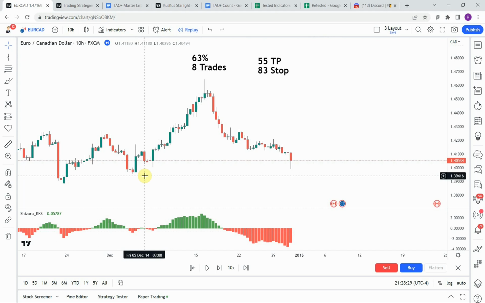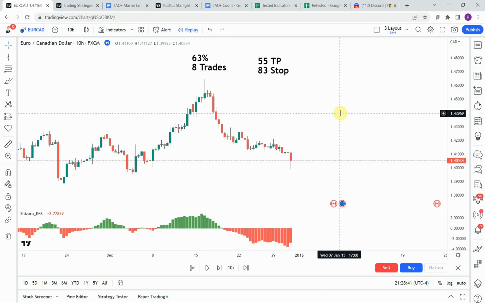Now in the original testing, it did a 63% with 8 trades in the 1 year's time. So we did modify the time frame to a 10-hour time frame, and we modified the stop and take profit to this take profit and stop right here. Now the setup on this is we basically have a zero line cross indicator, a zero line oscillating indicator above and below the zero line.